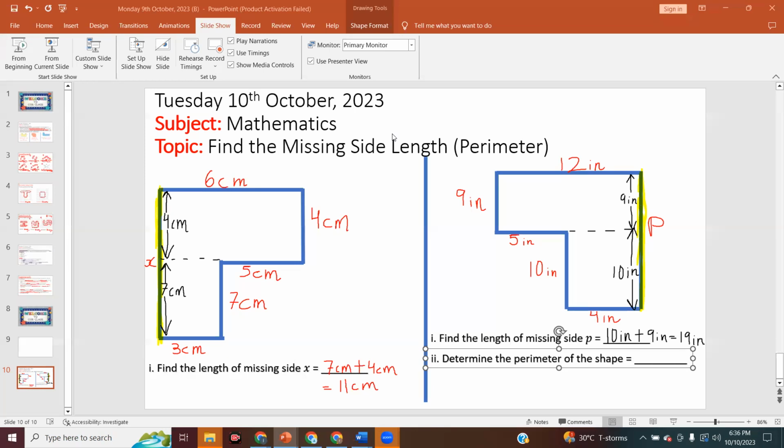There's only one way to find the perimeter. All right, how are we going to find the perimeter? What are we going to do in order to find the perimeter? We need to do what? Adding. We need to add up what? We had to add up all the sides, okay?